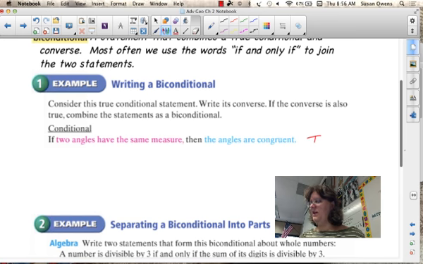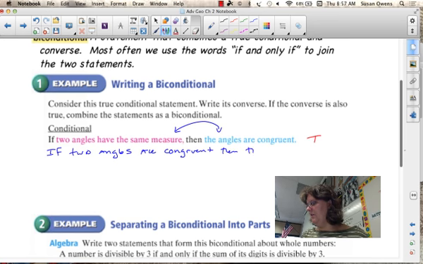Okay, now from yesterday, we can do the converse if we switch the hypothesis and the conclusion. So if two angles are congruent, then they have the same measure. So if we think about that one, if two angles are congruent, they have the same measure, that's also true. And one of the things you might realize is that's one of our definitions. And this is going to really tie into our idea of what a good definition is.